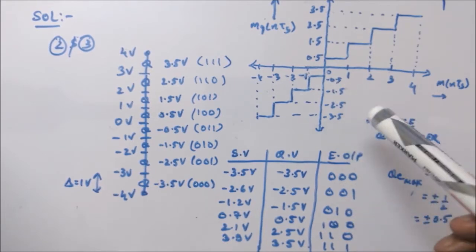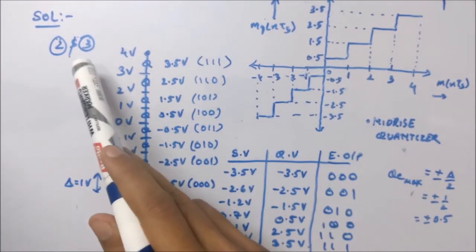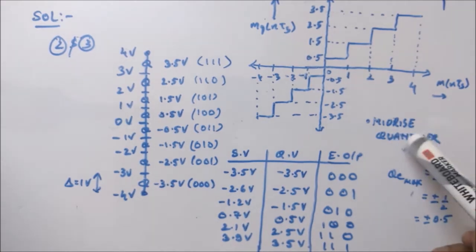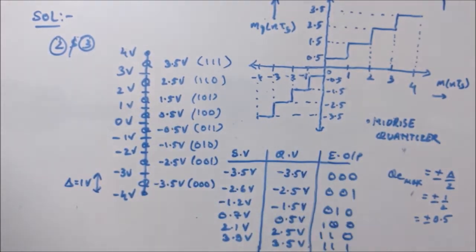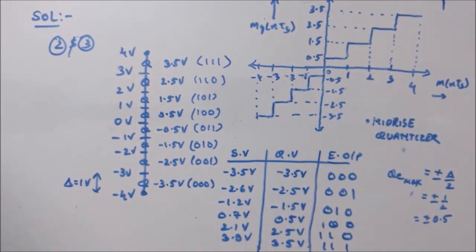Now we are going to solve the same second and third part by using a mid-tread quantizer. Okay, so I hope you got the picture of how we are doing the quantization process. We'll go to the mid-tread quantizer now.